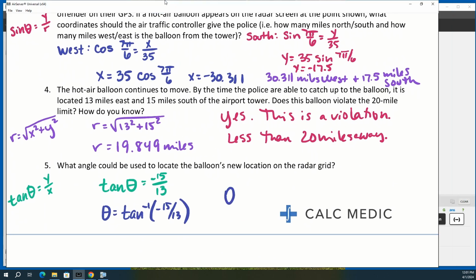So theta is negative 0.857 radians. Right, so we're going to do all that same stuff with our notes.